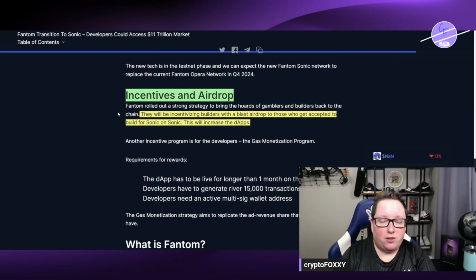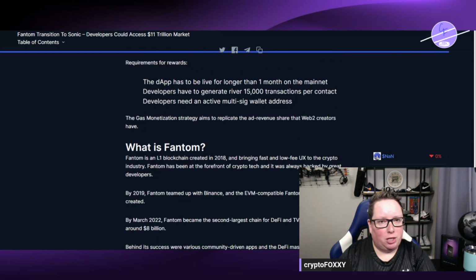They also have incentives and airdrops. They're going to be incentivizing builders with a Blast airdrop to those who get accepted into Build for Sonic on Sonic. This is going to increase the dApps produced on the network by bringing in more builders. So that is really cool. Fantom is doing some pretty cool things over there, in my opinion.